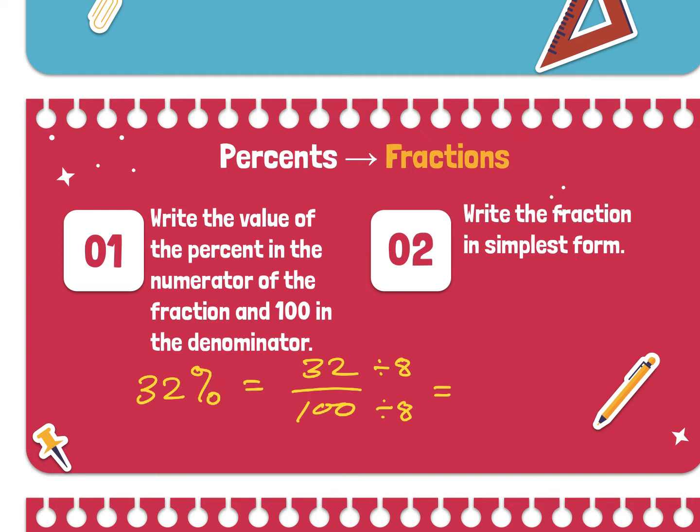Eight goes into 32 4 times. 8 goes into 100 25 times. So what we have here is 4 25ths, which is the same thing as 32%.